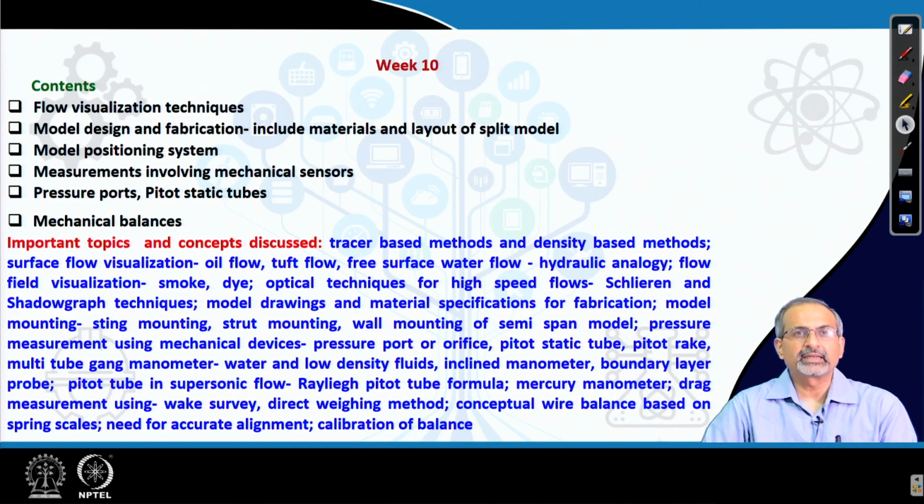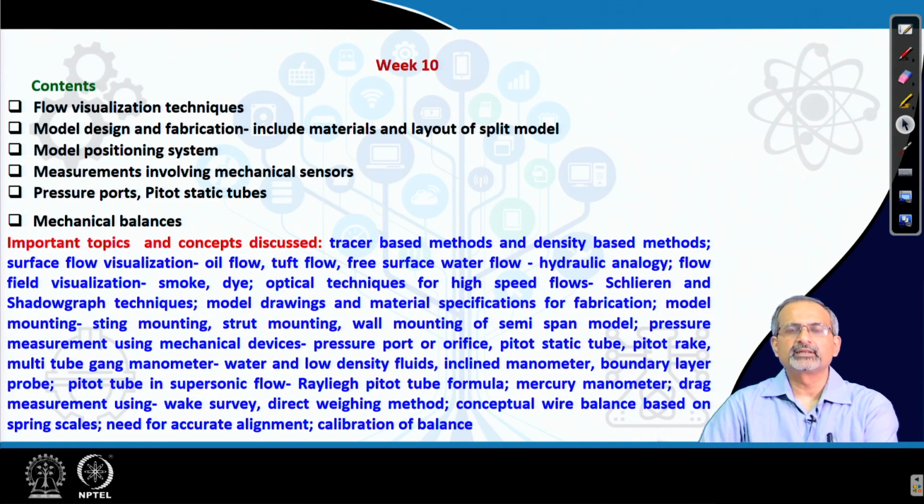Pressure measurement using mechanical devices, where we discussed details about pressure ports or orifices, pitot-static tube, pitot rake, multi-tube gang manometer using water or low density fluids as working fluids, inclined manometer to increase the sensitivity of the measurement at low speeds, boundary layer probe which is specially designed to obtain the velocity profile near the boundary layer, pitot tube in supersonic flow where we use the Rayleigh pitot tube formula to obtain the test section Mach number, where mercury manometer is the obvious choice because of high pressure requirements.